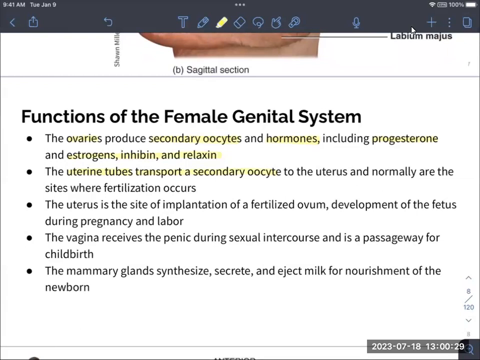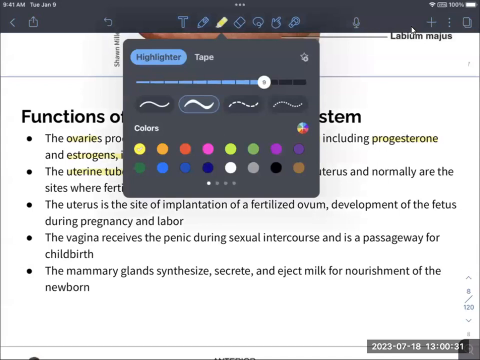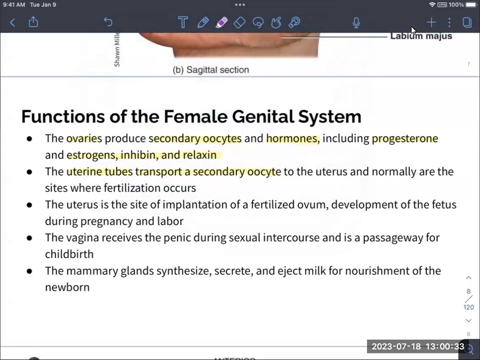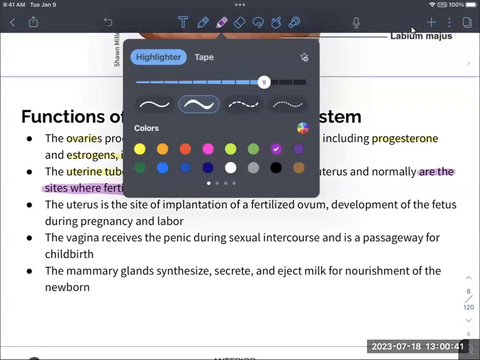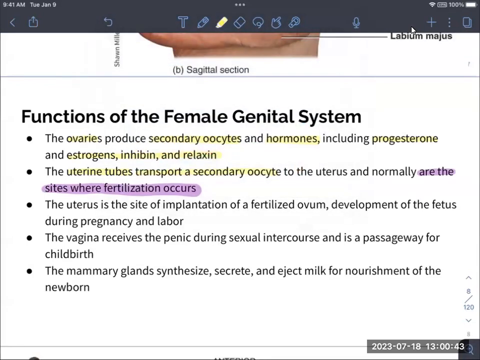The uterine tubes, new color, are where fertilization occurs. Fertilization of that oocyte actually happens in the uterine tubes. In this uterus, this is where implantation is going to happen. And this is where this fetus will develop during pregnancy.